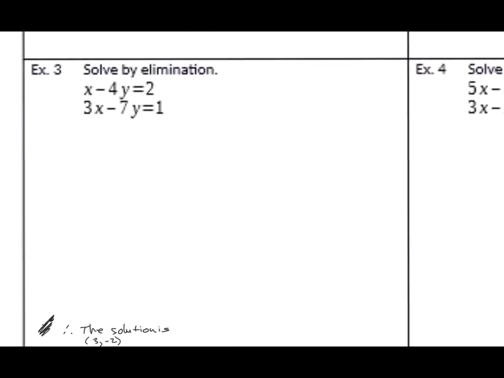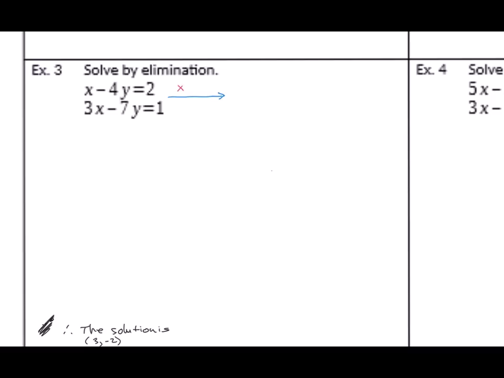Example 3. Example 3 says to solve by elimination these two equations here: x minus 4y equals 2 and 3x minus 7y equals 7. Because I want to take a look at the x terms and cancel them, you'll notice there is no 3 pattern here. So we're going to make sure that the first equation has a 3. And remember how we always wrote our transitional line, R implies.